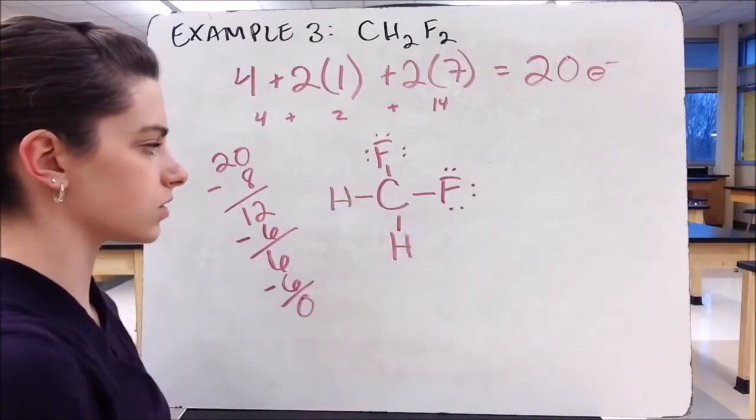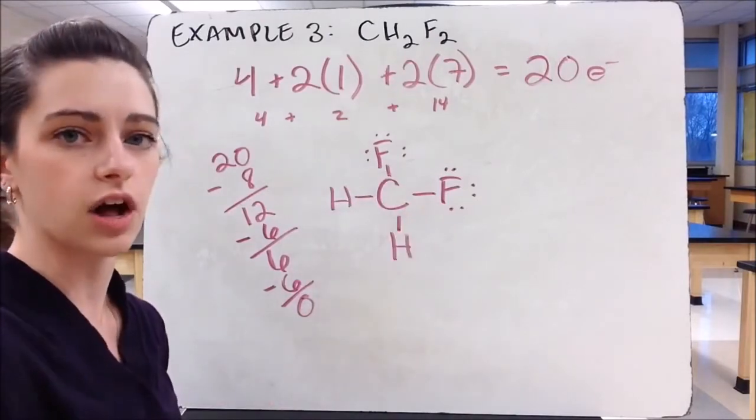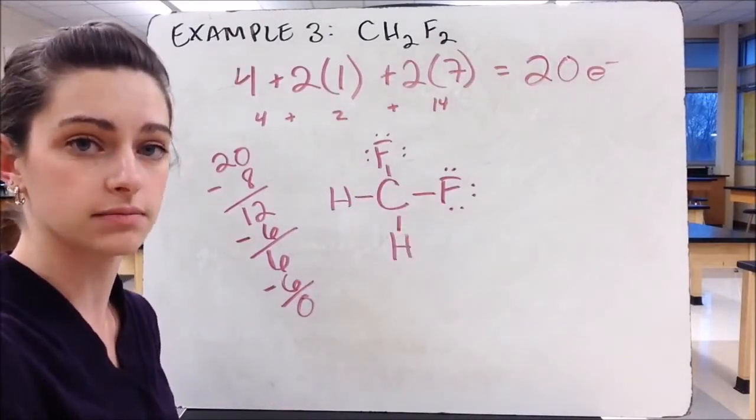And my carbon is also good. It has 2, 4, 6, 8 valence electrons. They just all happen to be in bonds. That's okay.